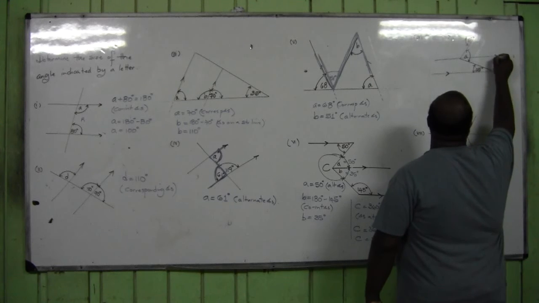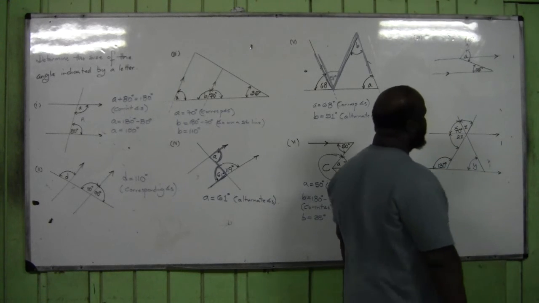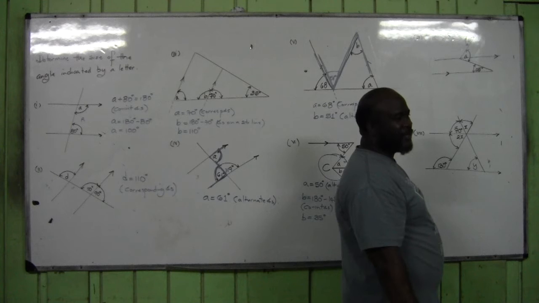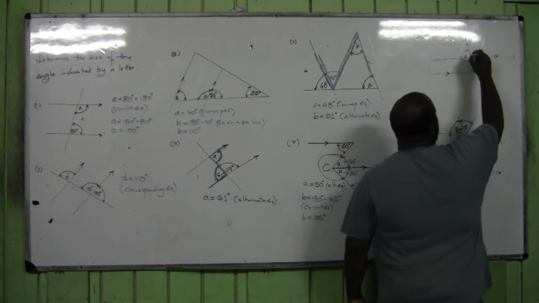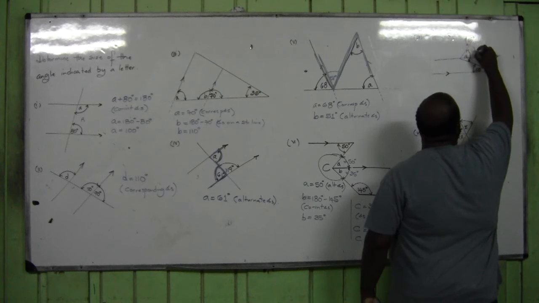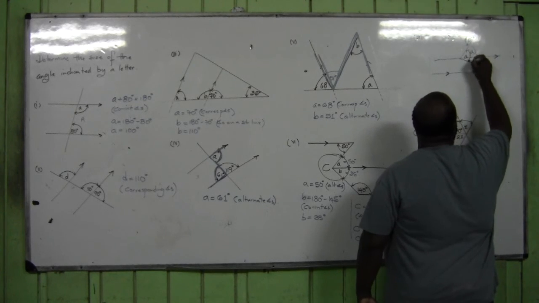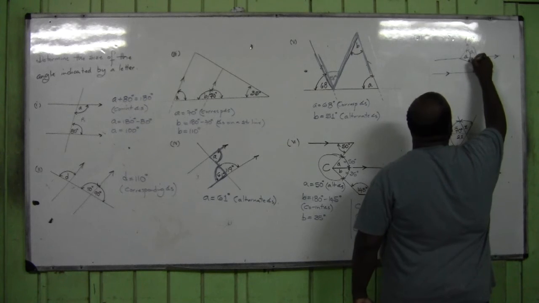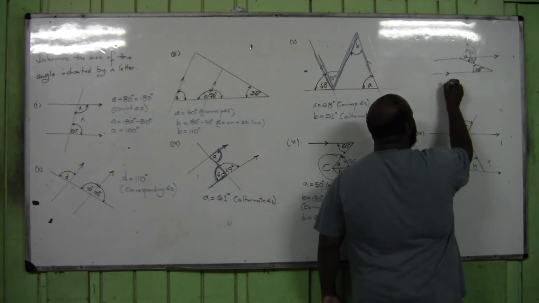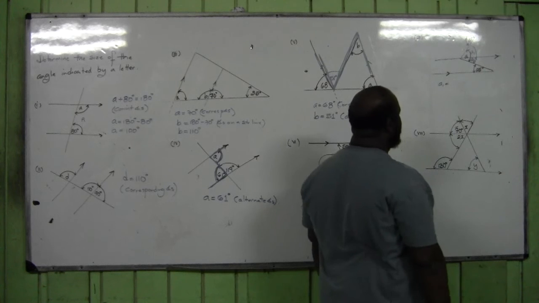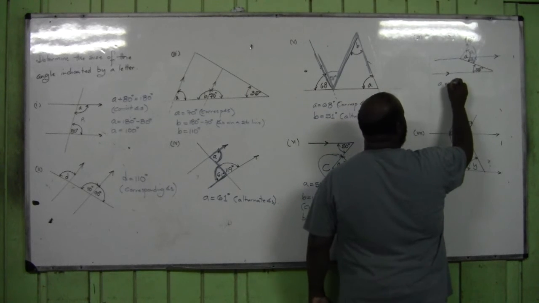I just introduced a what? A third parallel line. Now, this third parallel line cuts the angle A into two pieces, doesn't it? Yes, sir. I'm going to call the top piece A1 and the bottom piece A2. Who can tell me what A1 is equal to and give me the reason? 55. A1 is 55 degrees.